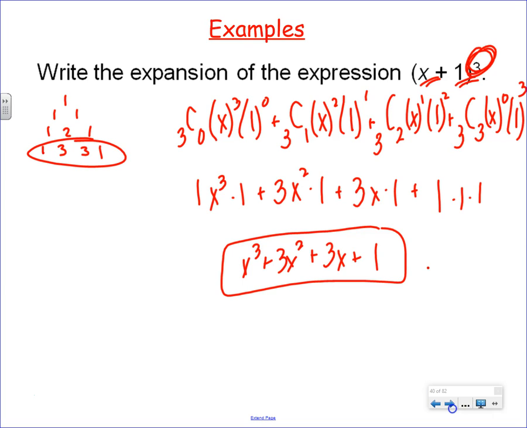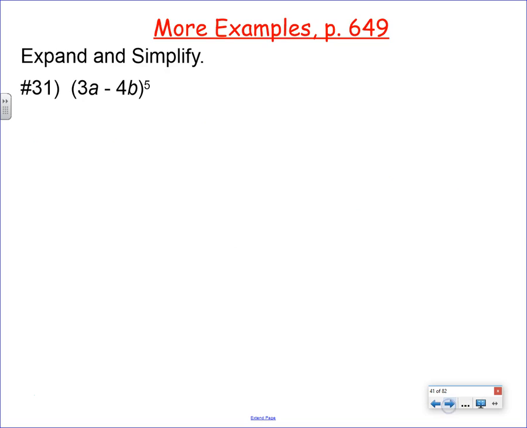I wonder if the next one will be a little bit harder. I think we need to identify some stuff.